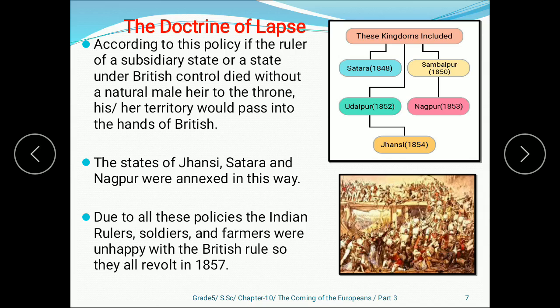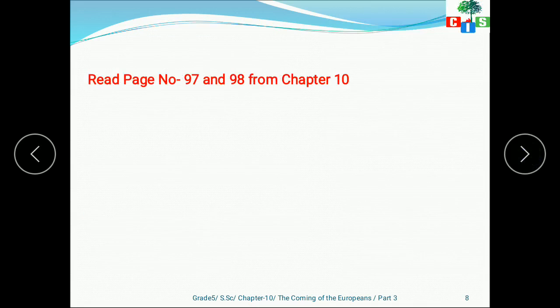By that time, what you have to do is read this chapter, especially page numbers 97 and 98, and read these two policies thoroughly.